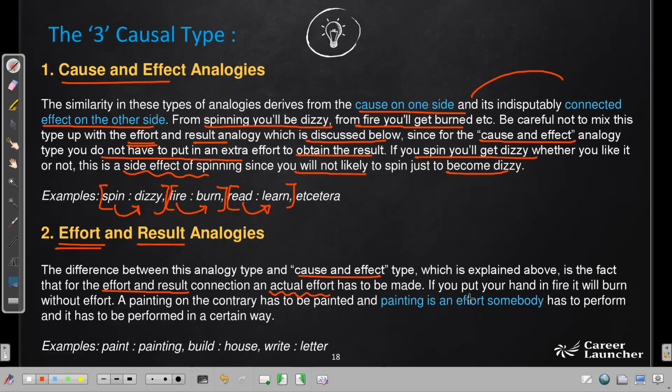It's not the cause for it. It's not the automatic cause. If you put your hand in fire, you will burn without effort. A painting, on the contrary, has to be painted, and a painting is an effort by somebody that has to be performed, to be made in a certain way.